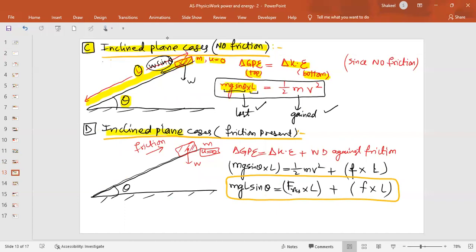The last case is the inclined plane case with friction. Again, the same thing, but friction is there. So change in GPE is equal to change in kinetic energy plus work done against friction. So mg sine theta into L equals half mv squared plus F into L. F is friction, L is the length moved. Or mgL sine theta equals kinetic energy, which can also be written as resulting force into length, plus friction into length.